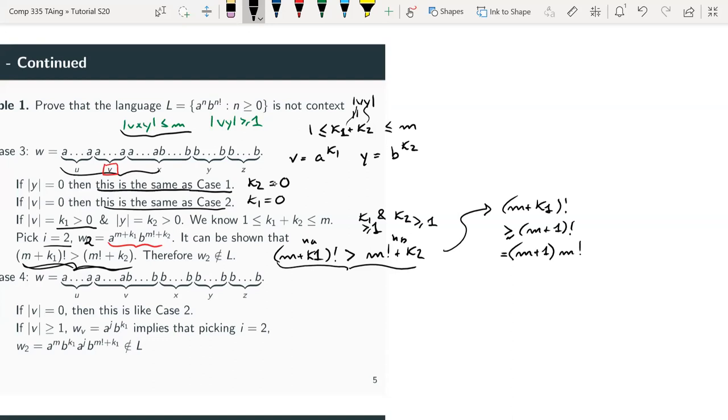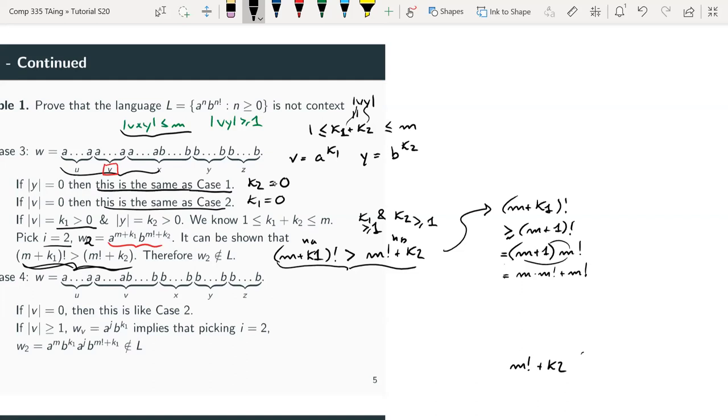Now if you want an intuition of where this is headed, you want to get at some point a strict inequality, so that you get that this is strictly greater than M factorial plus K2. So you want to get a strict inequality somewhere and end up with M factorial plus K2, right? That's the idea. So I'm going to leave M factorial plus K2 here, okay? And I'm going to continue my reasoning. So I'm going to expand this. I'm going to get M factorial plus M times M factorial.